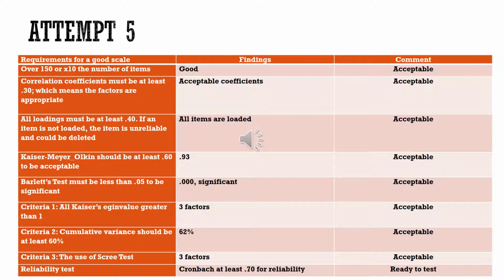So in our fifth attempt, there are only 16 items to be analyzed, because we have deleted 5 items based on the previous attempts we've done. So when you look at the criteria we've set on the decision matrix, all are actually acceptable. All items are loaded above 0.40. It means that all the items in the scale are reliable, and the number of factors that we'd like to have, which is 3, is also acceptable over here. And when all are acceptable in this decision matrix, then we are ready to test the Cronbach alpha, but it has to be at least 0.70 to become reliable.